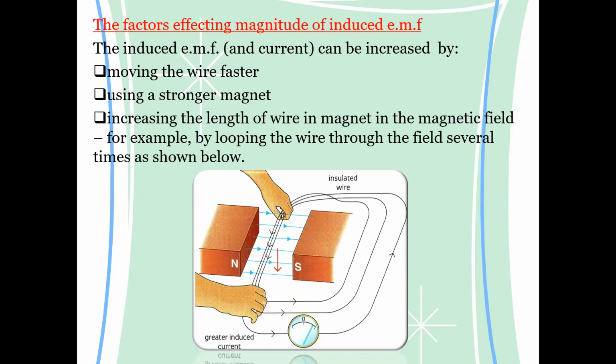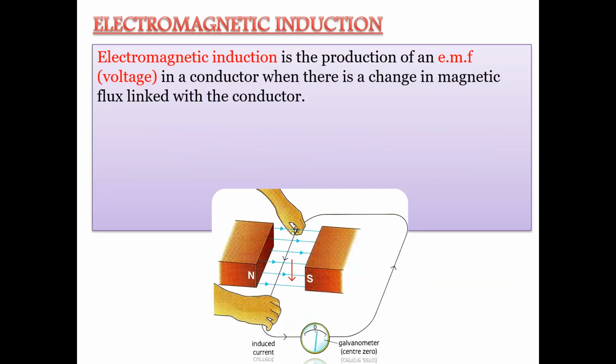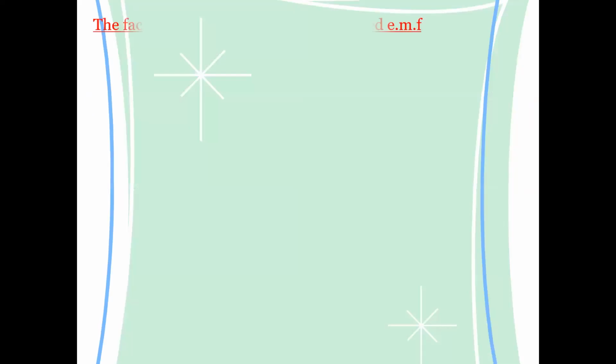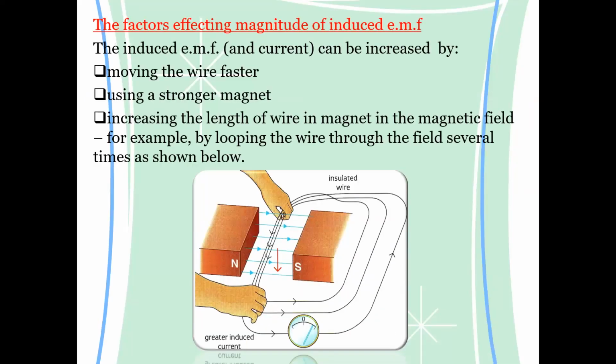greater EMF. Like here in this example, we are using 3 loops of wire, but in the previous example we were only using 1 loop. So 1 loop will not produce too much current, but if 3 loops are there, the total current will be much higher. So these are the factors by which we can increase the value of induced EMF: by using a stronger magnet, or by moving the magnet faster, or by increasing the number of turns.